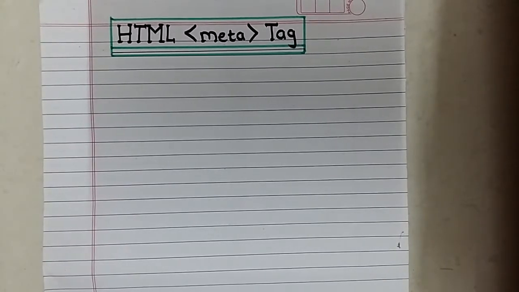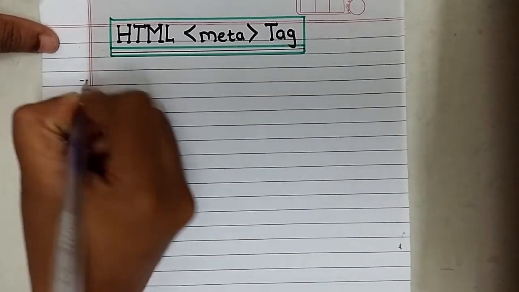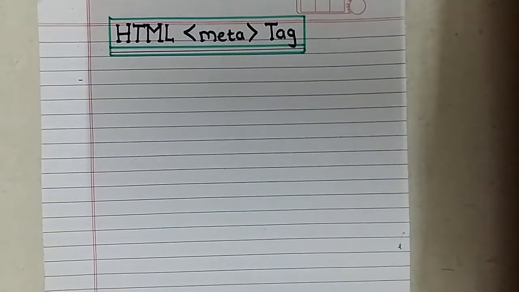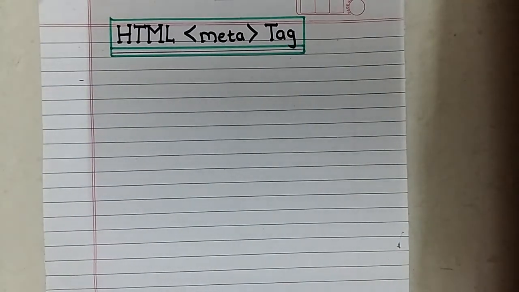Hello students, today we will discuss the HTML meta tag. What is meant by meta tag? What are the uses of meta tag? First of all, meta tag is defined for metadata. Meta tag is used for defining the metadata.